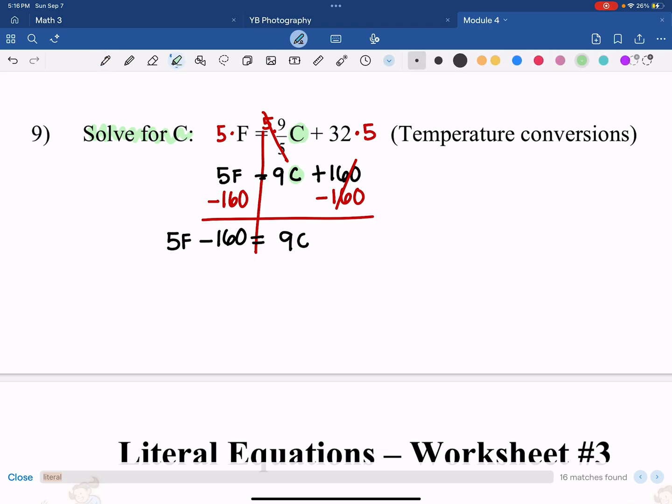On this side, I'm left with 9C. Again, that C is the letter that we want by itself. And therefore, we only have one more number to get rid of, and that number is the 9. I'm hoping that we're all thinking we need to divide, because yes, we do. We're going to divide both sides by 9 so that those 9s cancel.